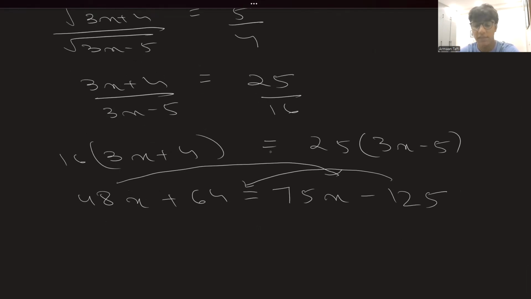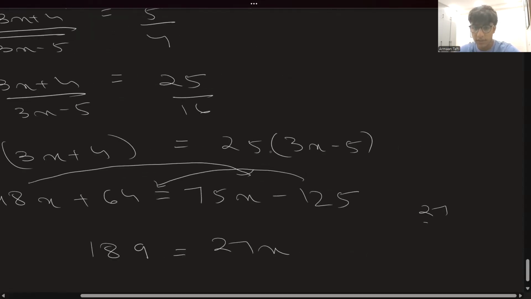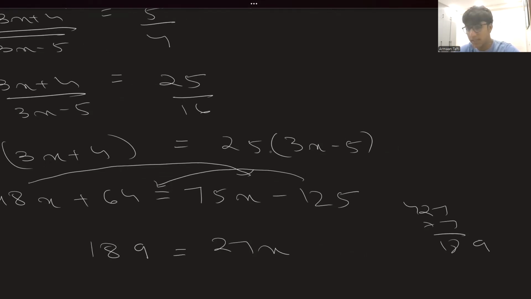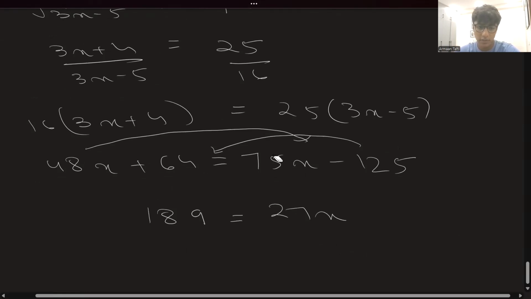No, that doesn't make sense. 27x, yeah. So we get 27x equals 64 plus 125, which is equal to 189, right? And 27 times what equals 189? Let's just verify that once. 27 into 7, 7 sevens are 49, 7 twos are 14, 18, right? So we know that 27 times 7 equals 189. So we know that our x is equal to 7. x equals 7.